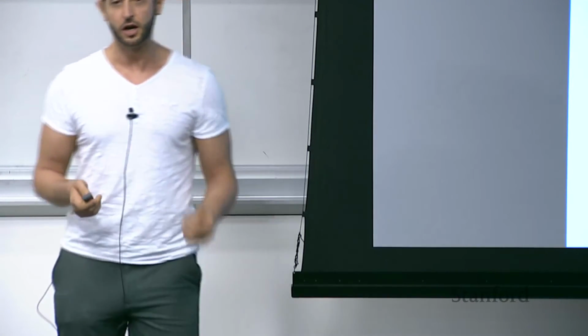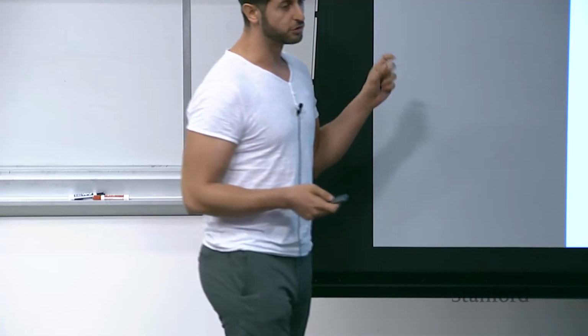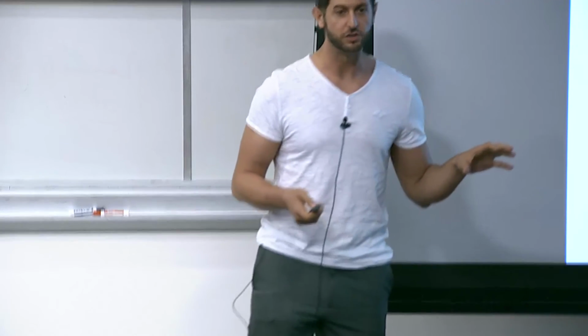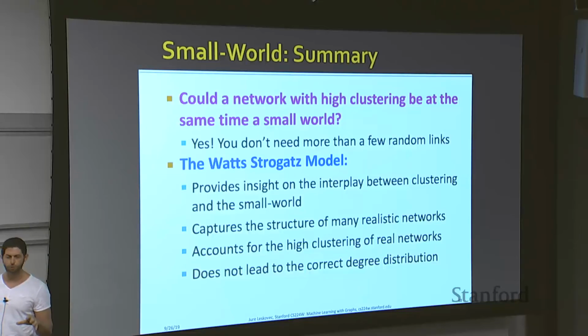All right. By the way, we will put this paper in the reading list. It's a beautiful read. It has, I think right now, 40,000 citations, which means it's one of the most famous papers in network science. So I strongly recommend you to go and take a look at it.